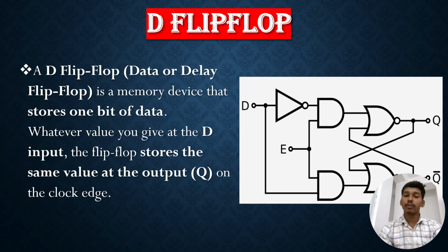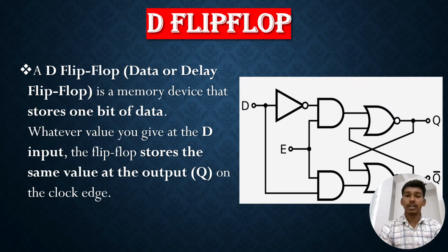A D flip flop is a memory device that stores a 1 bit, either 0 or 1. Whatever value you give to the input D, the flip flop stores the same value at the output Q on the clock edge. What it means is, whatever input is given to D, we get the same value at the output Q on the clock edge.